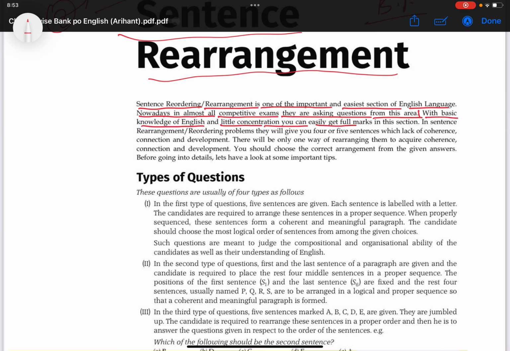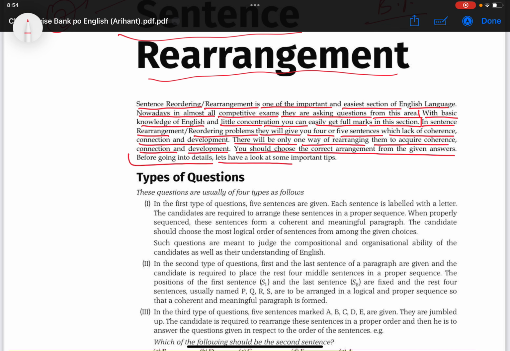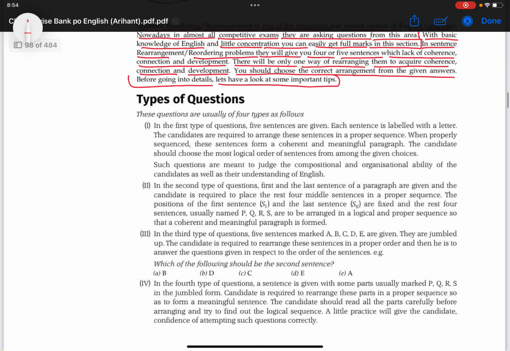In sentence rearrangement, reordering problems, they will give you 4 or 5 sentences which lack coherence, connection, and development. There will be only one way of rearranging them to acquire coherence, connection, and development. You should choose the correct arrangement from the given answers. Before going into details, let's have a look at some important tips.